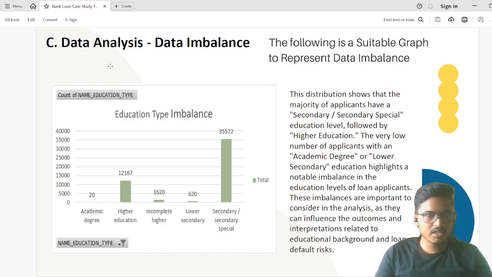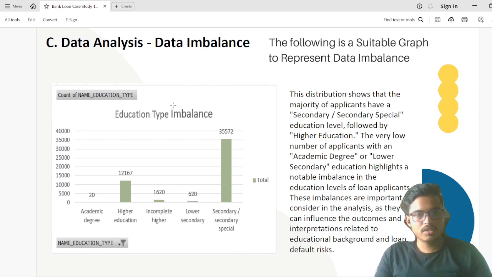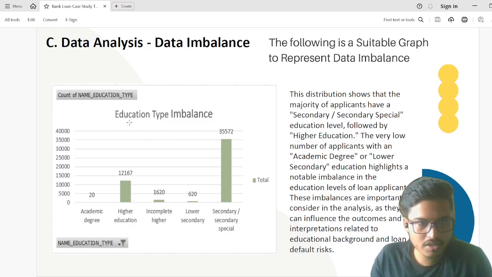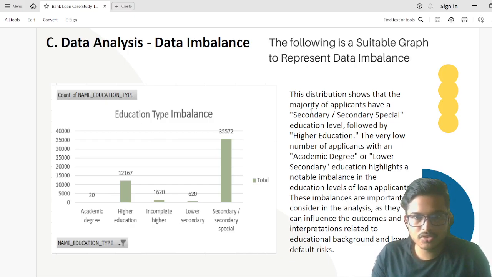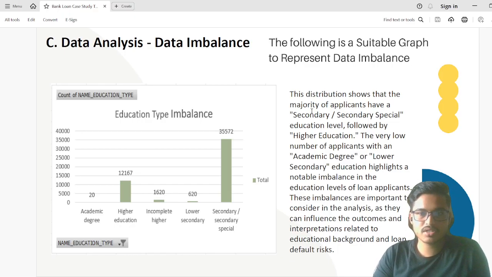So this is the data analysis of the data imbalance. This is the education type imbalance graph. The distribution shows that the majority of applicants have a senior secondary special education level, followed by higher education. The very low number of applicants with an academic degree or lower secondary education highlights the notable imbalance in the education level of loan applicants. This imbalance is important to consider in the analysis, as it can influence the outcomes and interpretation related to education background and default risk.